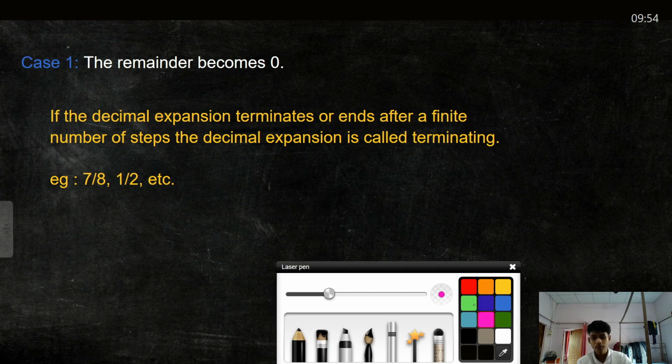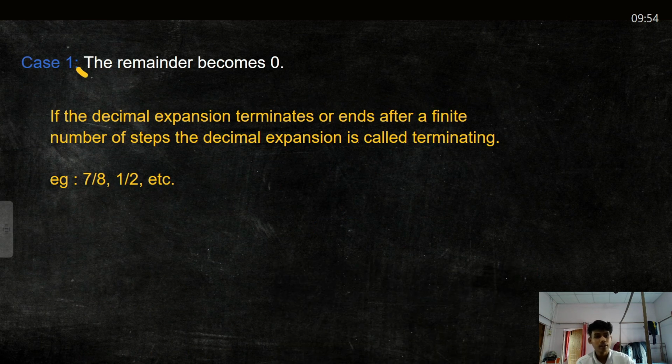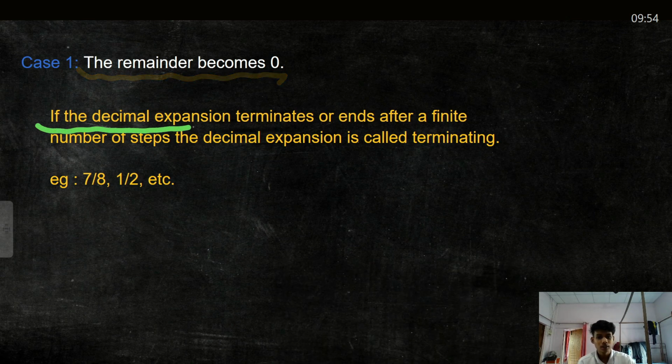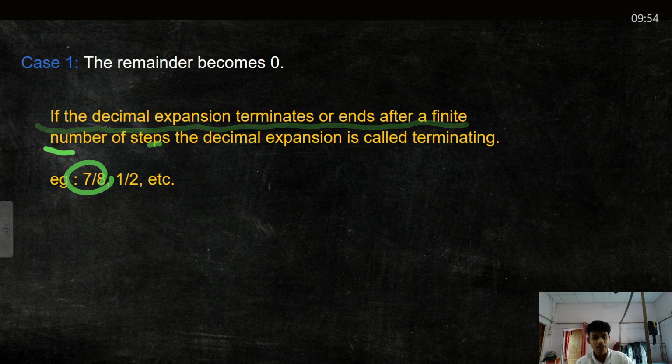Now comes case 1. The remainder becomes 0. If the decimal expansion terminates or ends after a finite number of steps, the decimal expansion is called terminating, as in the examples 7 by 8 or 1 by 2.